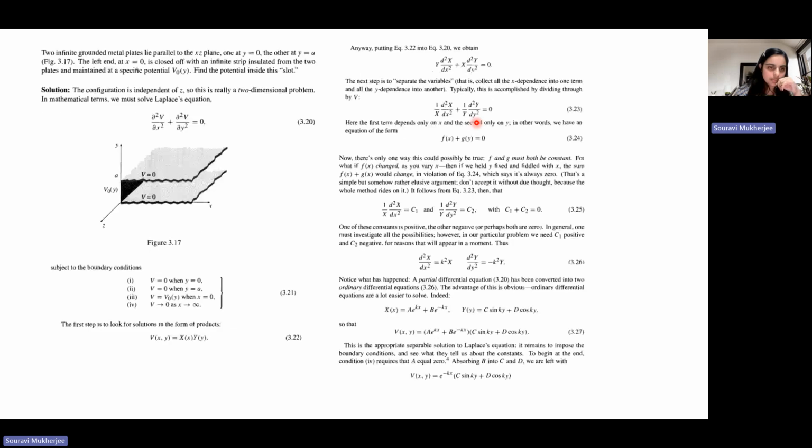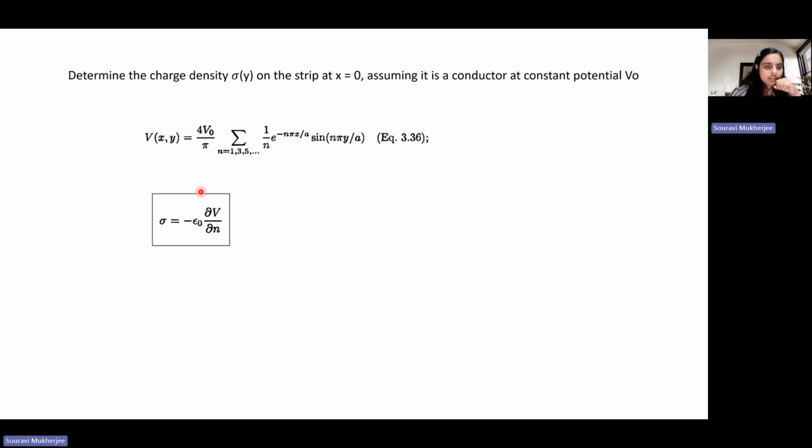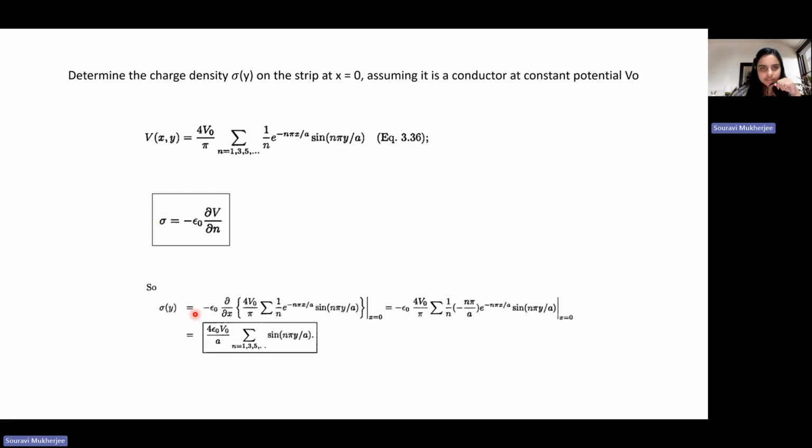Suppose, like in this question, you have found the expression for V naught, and you want to find the charge density here. For that, how we did those questions is we used the relations that we found from the boundary conditions. If you know V, we know this is the relation that relates the potential to the charge density, and from there you can find the charge density at that position on the strip. Okay, so that's how one can solve for this.